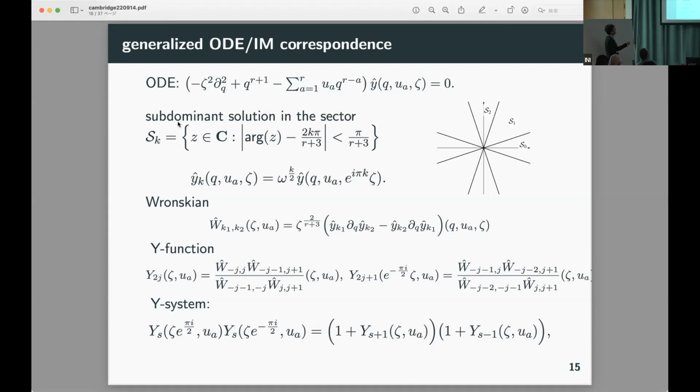this zeta, which means the spectral parameter, a complexified version of the Planck constant. One can construct a basis of the asymptotic solutions of the Schrödinger equation, and taking the Wronskian of these solutions, this is independent of the positions. Defining some cross ratio of the Wronskians, it is shown that this Y function satisfies functional relations. So this is called the Y system, which is a basic tool to study integrable models.